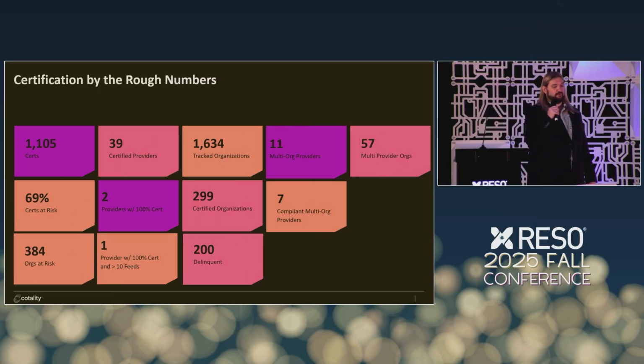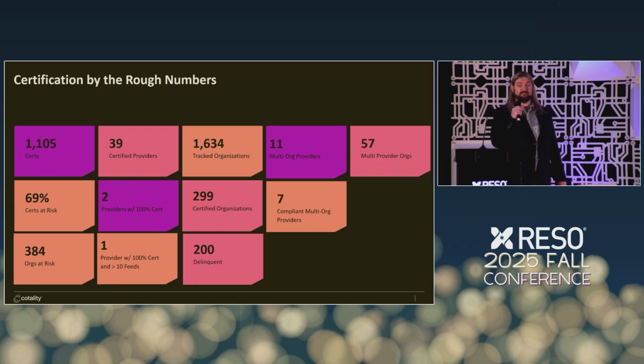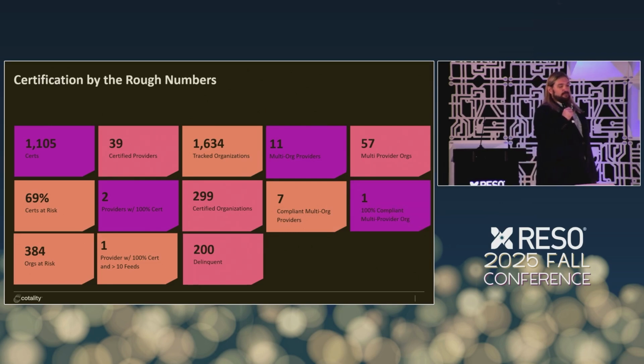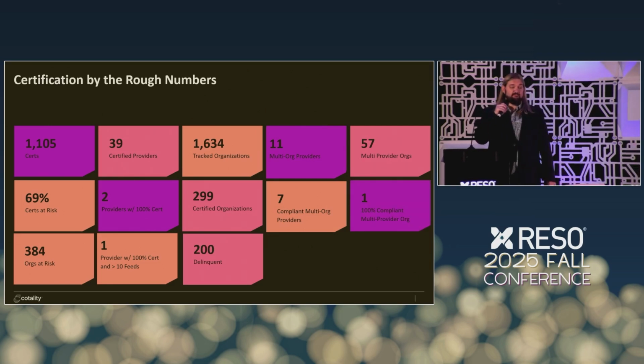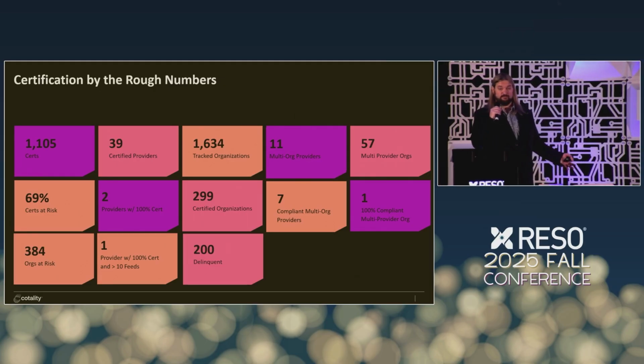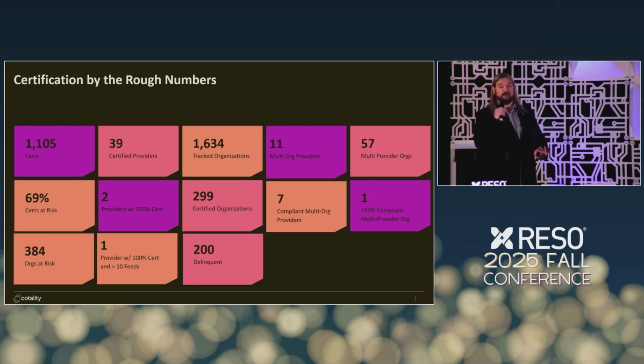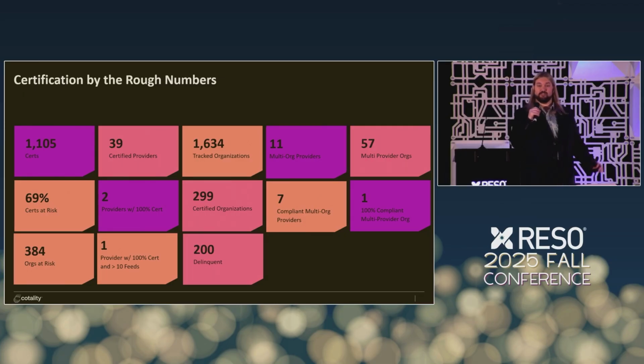Of these multi-org providers, of the 11, there are 7 that are currently compliant, which is good. Needs to be better, but it's certainly good. And there is only 1 compliant multi-provider organization. So this is an MLS who has multiple systems, but they're 100%. They have no legacy certs. They have no at-risk certs. Only 1. And they're in the room. Not surprising.